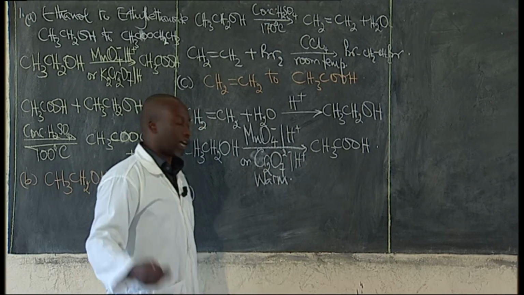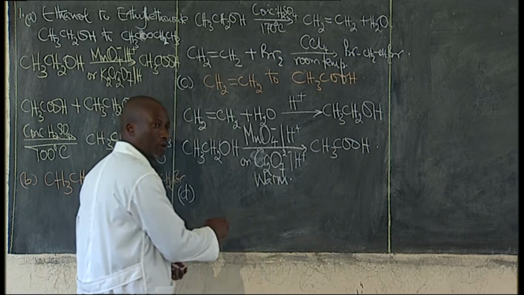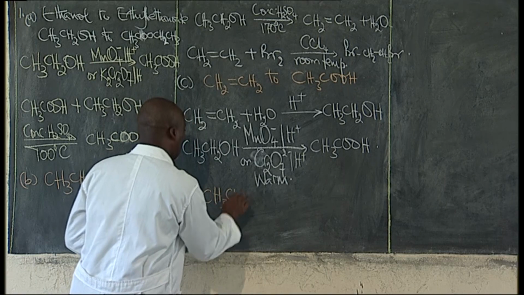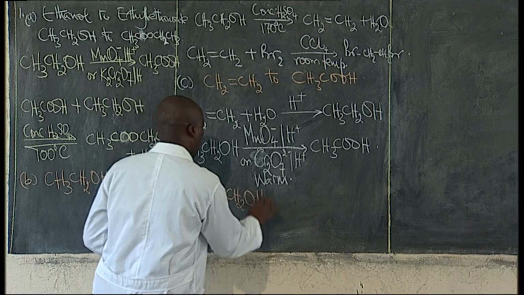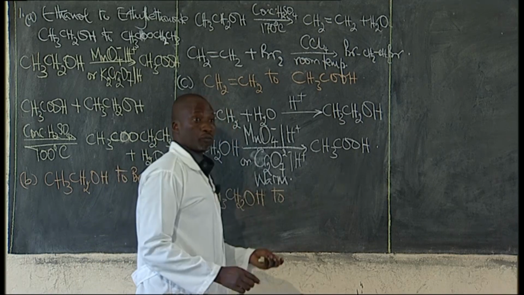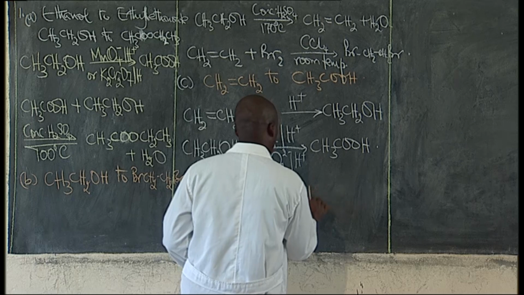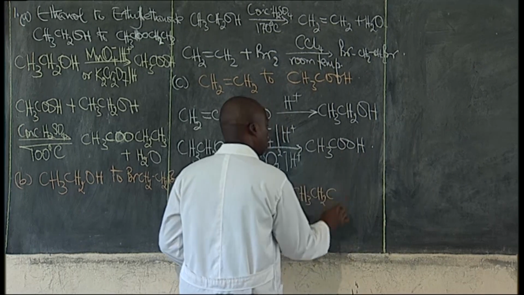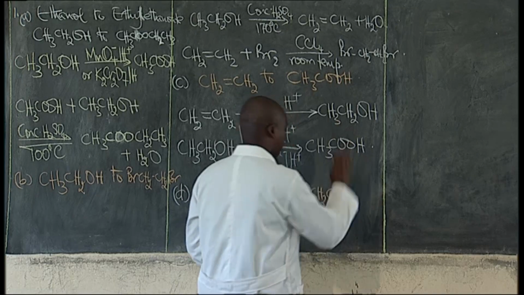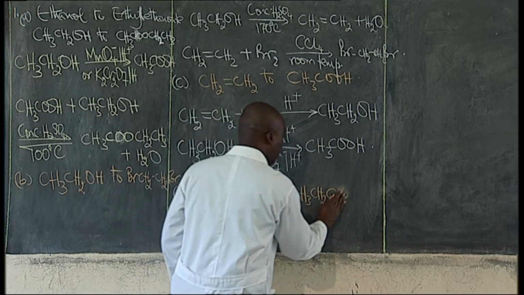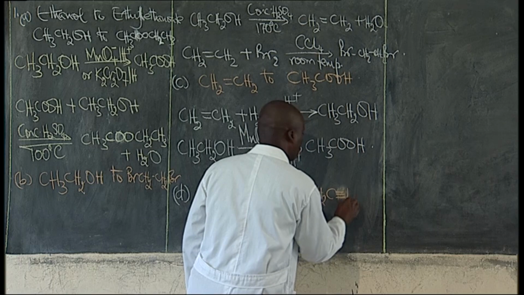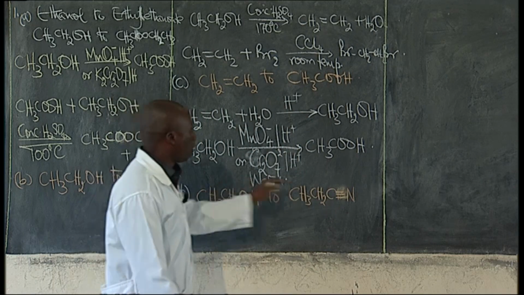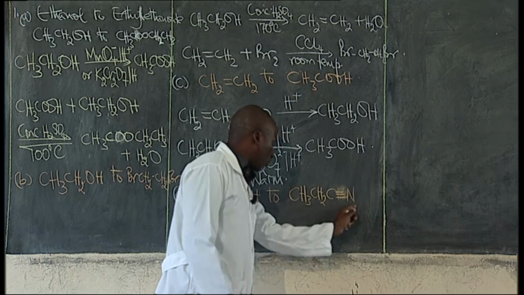The homologous series. So we're moving from ethanol, which is CH3CH2OH, to propane nitrile, CH3CH2CN. Or you can even put, this one has a triple bond. This is the propane nitrile. So how do we move from there? How do we move to there?